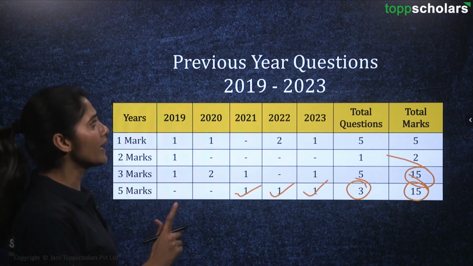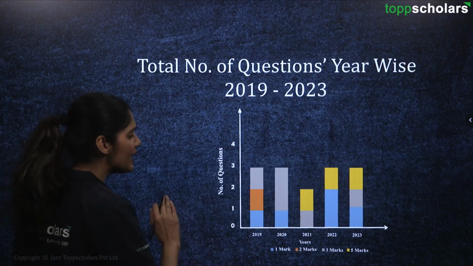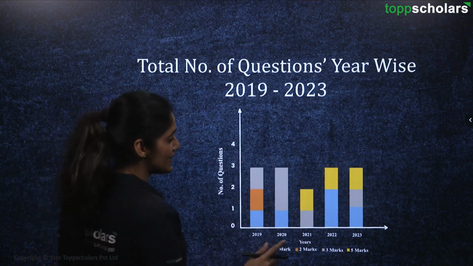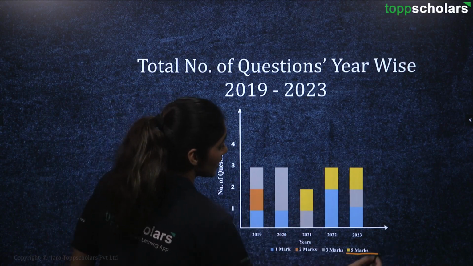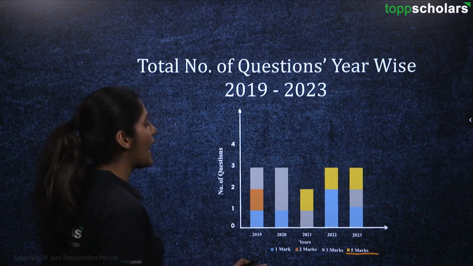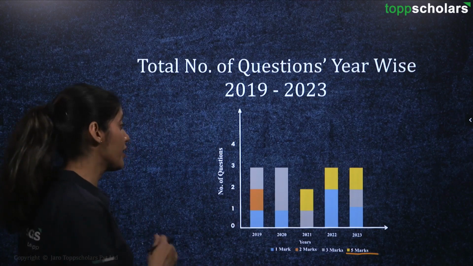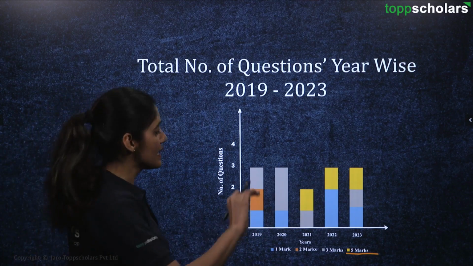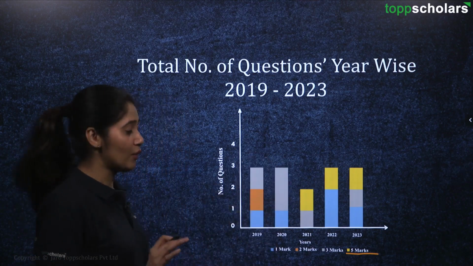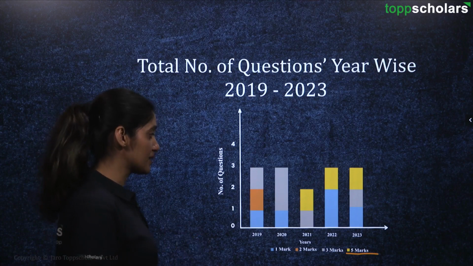But before that, let's look at it in a graphical presentation. We can see that at least every year we have had 3 questions, and out of that there are 3 yellows, and yellows are of 5 marks. So there are 3 questions of 5 marks in the last 3 years, and the only year, 2021, is where we had 2 questions. Everywhere else we had at least 3 questions, and in 2020 2 questions of 3 marks were asked, which can also get you 6 marks, right?